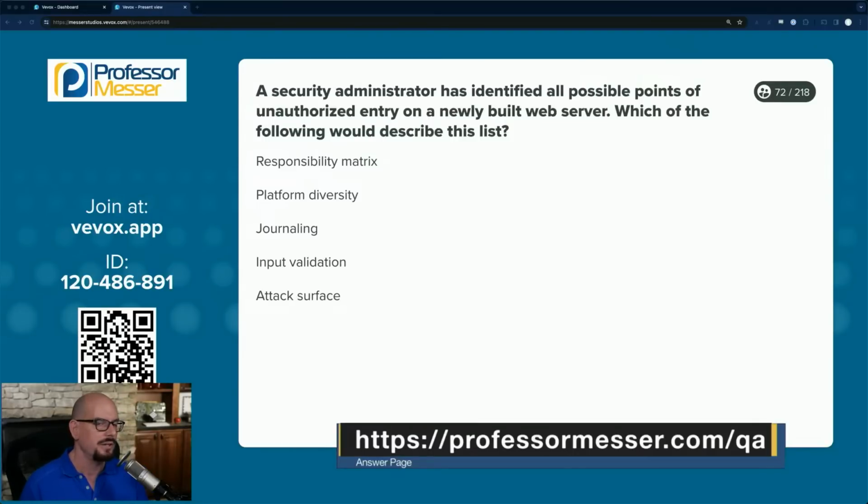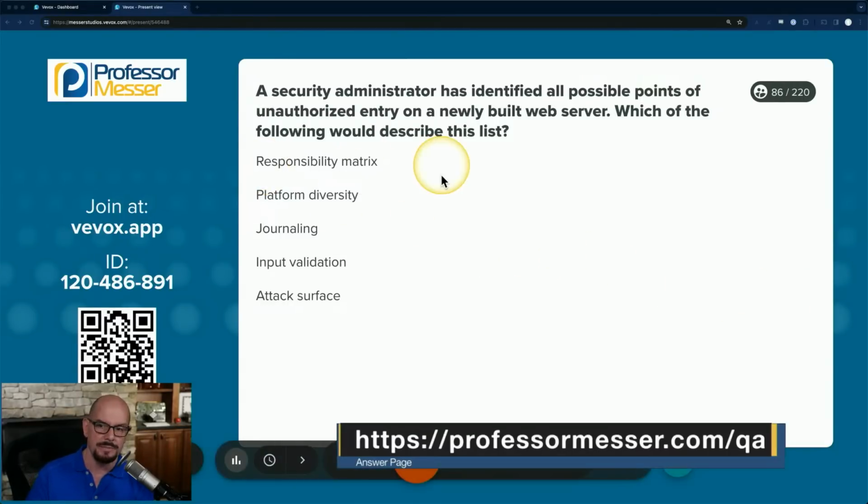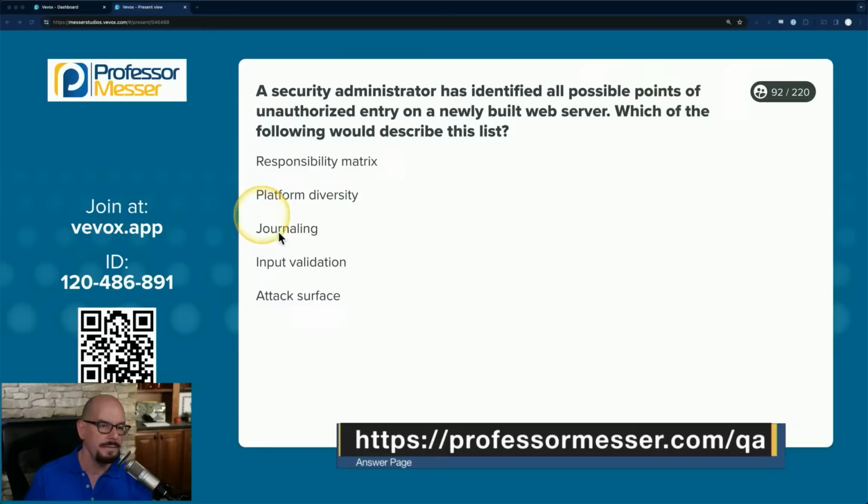A security administrator has identified all possible points of unauthorized entry on a newly built web server. Which of the following would describe this list? Is it responsibility matrix, platform diversity, journaling, input validation, or attack surface? If you think you know the answer, use the link right here, professormesser.com/QA, and lock in that answer. Have to be one of those, right? See how you do with this one.